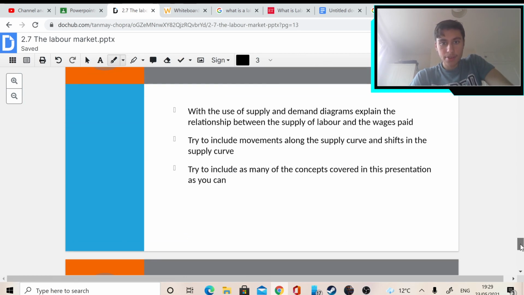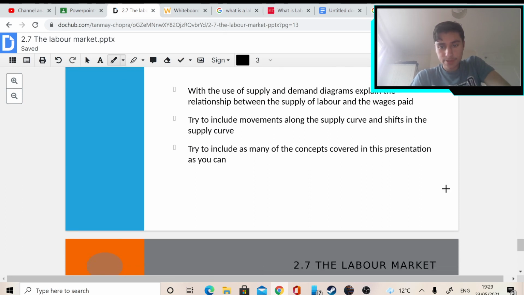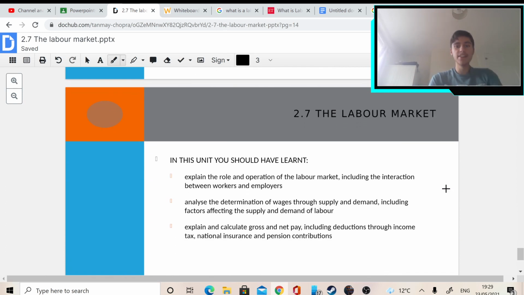So this is how you do calculations with the use of supply and demand. We just did that. Are we done? Oh, we are done. Congratulations. So this is what you need to know about the labor market. This is where employers and potential workers interact. Employers provide the demand, labor provides the supply, and wages are set through the interaction of this demand and supply. You should practice drawing graphs and you'll be fine.